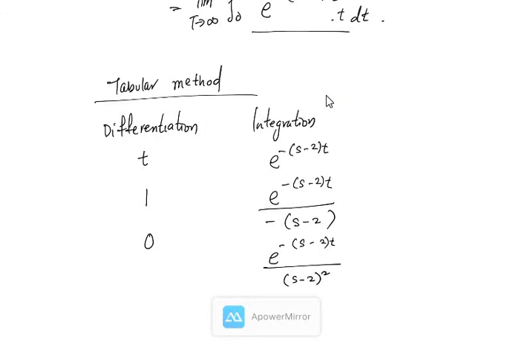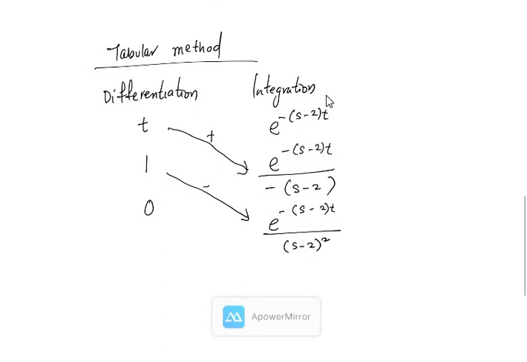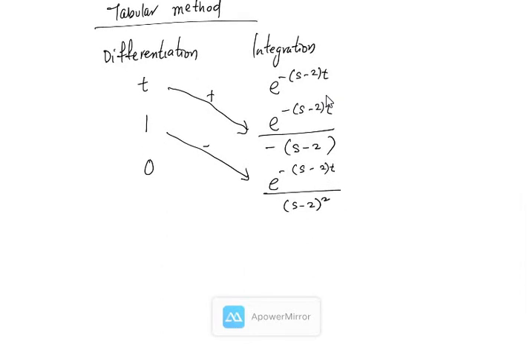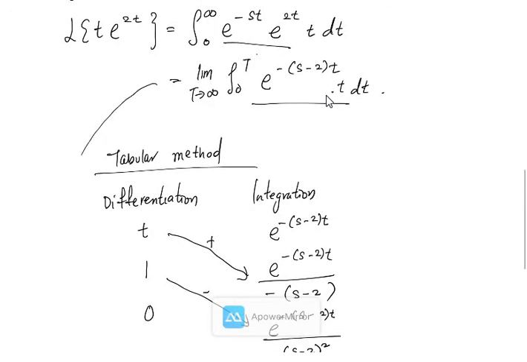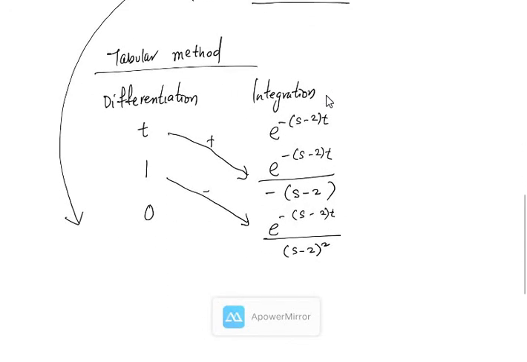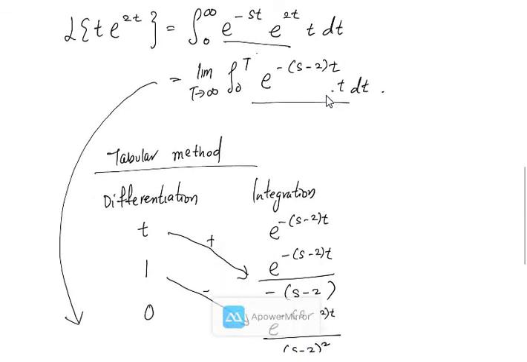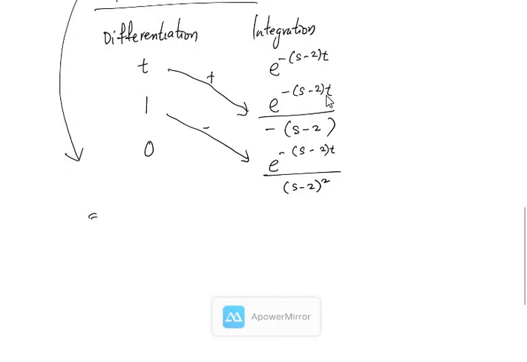Okay, so for the tabular method, this is the procedure. This is the plus, this is the minus. So I will take these values and substitute into this equation. Okay, I bring down. So I will have the integration of this part. I will have the t times e^(-(s-2)t) divided by -(s-2).